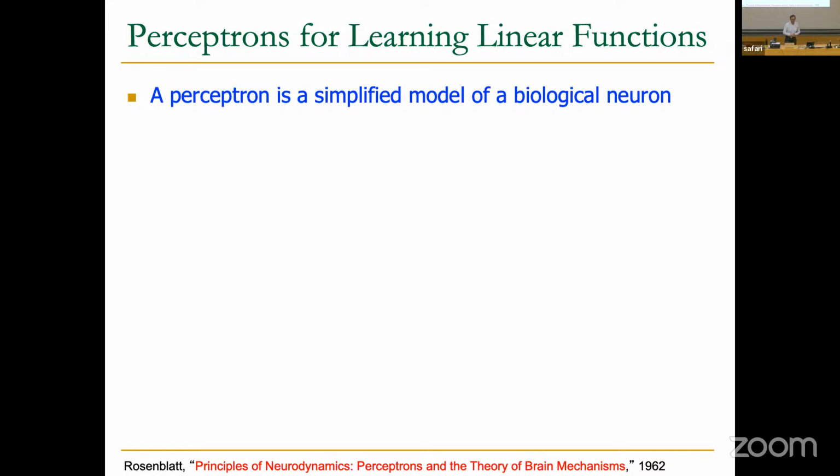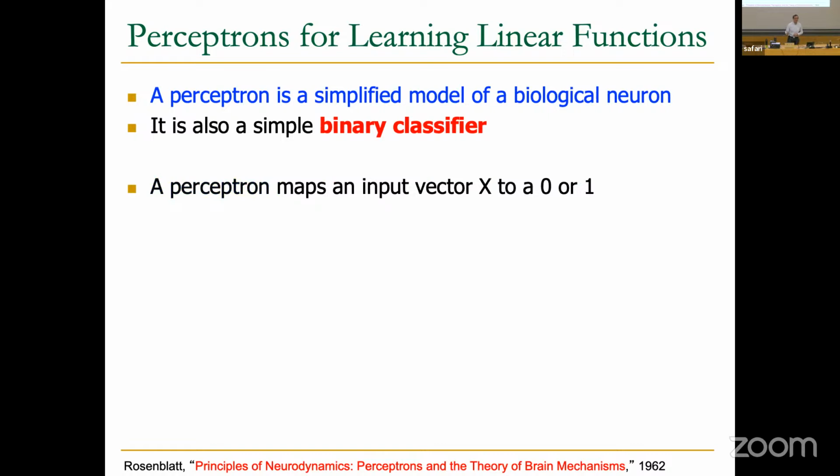Let's talk about perceptrons. Since many of you don't know, this was actually developed in the late 1950s, when people were looking at machine learning, the first iteration, let's say. And this is how they modeled a biological neuron. It's a simplified model of a biological neuron as people understood neurons at the time. It's also a simple binary classifier. Essentially, it can classify things. So what does it do? Basically, it maps an input vector x to a 1 or 0. That's the classification.